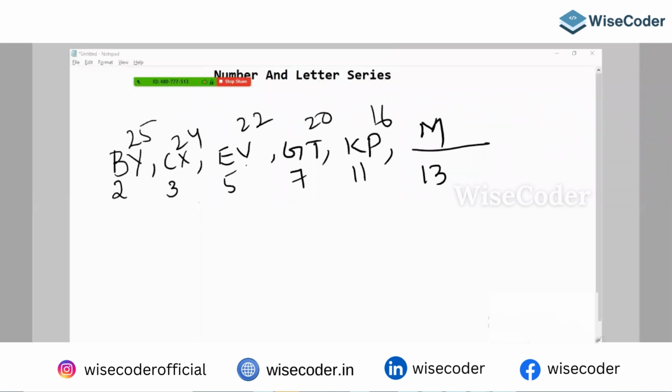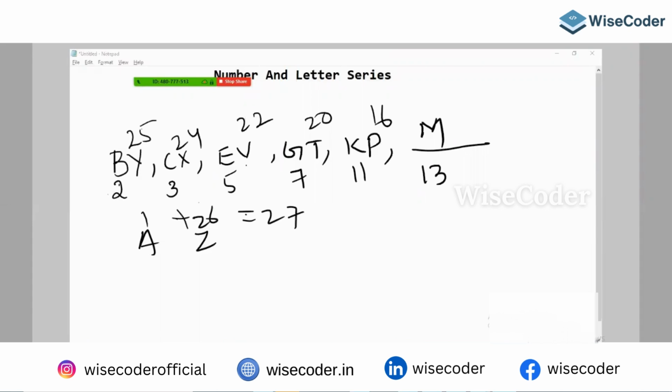So this is where you need to understand one point. Look here: 2 plus 25, the sum is 27. 24 plus 3 is 27. 22 plus 5 is again 27. 20 plus 7 is 27, 16 plus 11 is 27. So the sum should be 27. If you look at the alphabet, A and Z are 1 and 26, so the sum is 27. So A and Z are opposite letters.